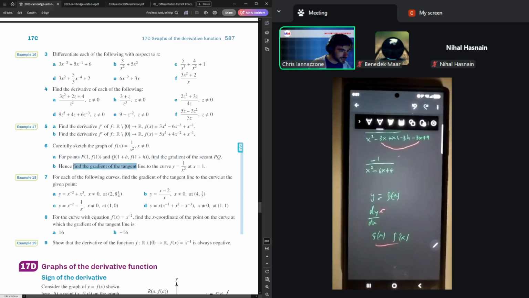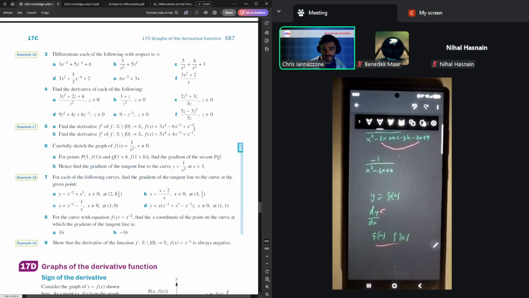Find gradient of secant, hence find gradient of tangent line. These are just the same thing, but they're giving you f of 1, f of 1 plus h. It's still just saying do differentiation by first principles. So the exact same working out you did for what we just did here would be what you do for this, only instead of doing x plus h, you're doing 1 plus h. So at least it's numerical. You can actually expand things out a bit easier.